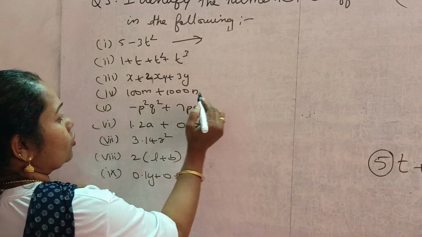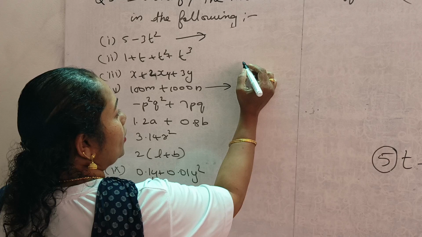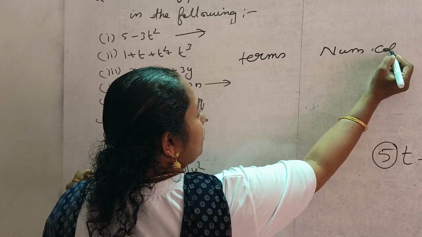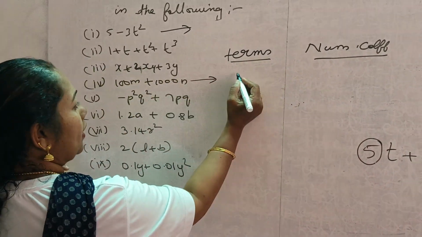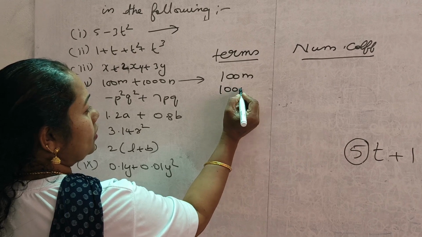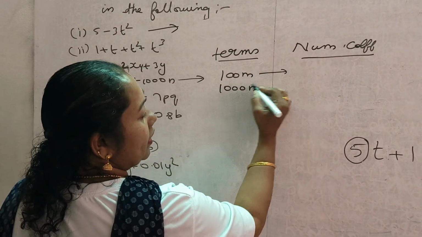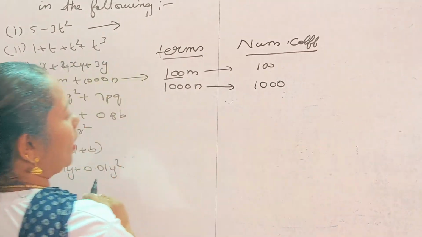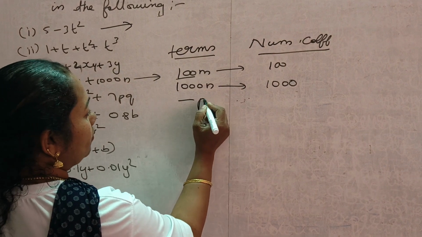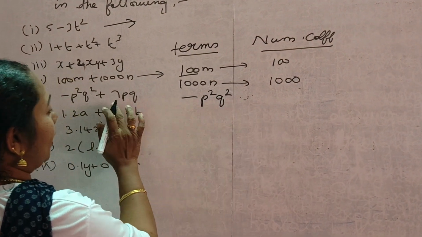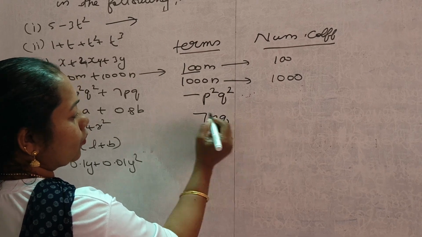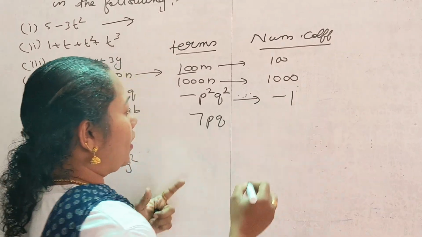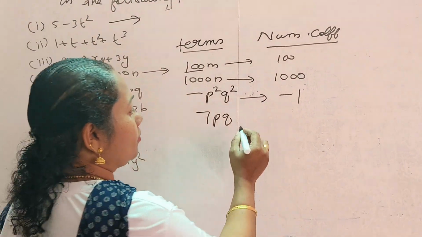Okay. Now, next question is 100m plus 1000n. The terms are 100m and 1000n. The numerical coefficient of 100m is 100 and in 1000n, the numerical coefficient is 1000. And in the next case, minus p squared q squared is the first term, and the second term is 7pq. So in this case, the numerical coefficient is minus 1, and in this case, the numerical coefficient is 7.